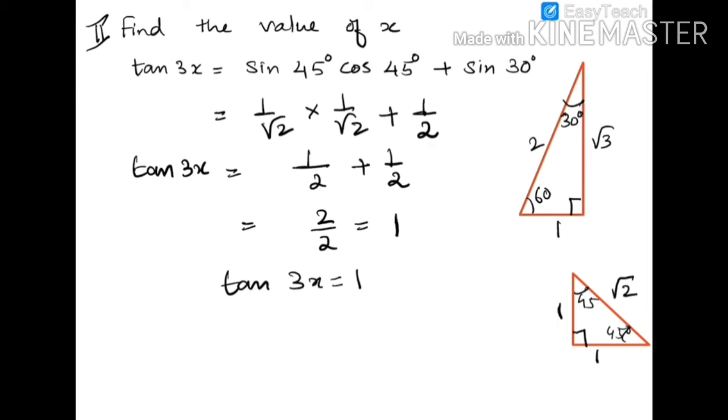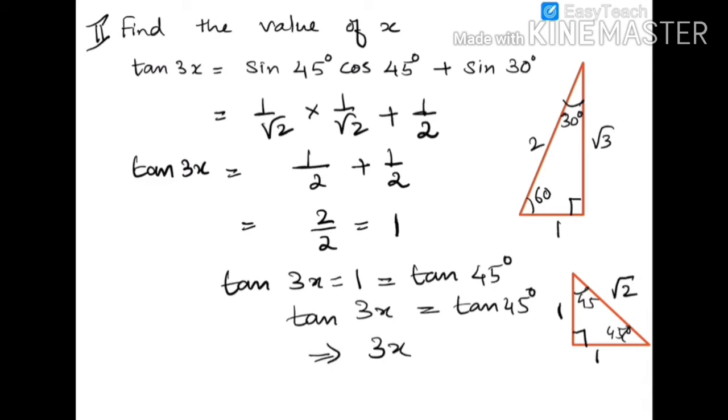Now we have to write down 1 as tan of an angle, like it is written on the left hand side. And we know that tan 45 is 1 upon 1. So 1 is equal to tan 45 degrees. So this implies that these two ratios are equal, and therefore we can equate their angles. So this implies x is equal to 45 degrees divided by 3, and that is equal to 15 degrees.